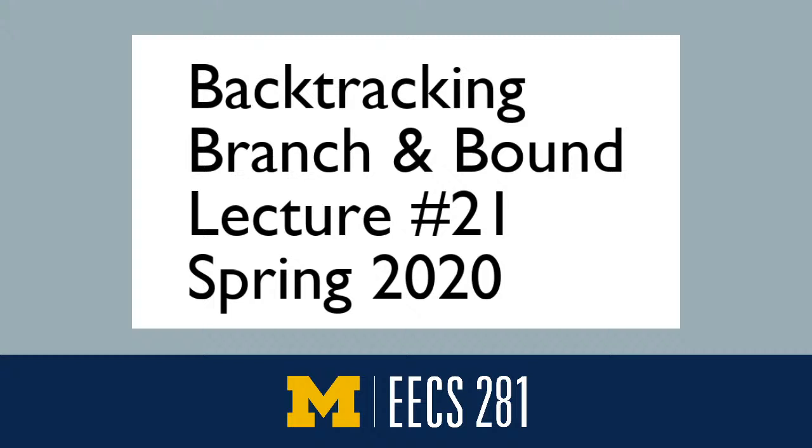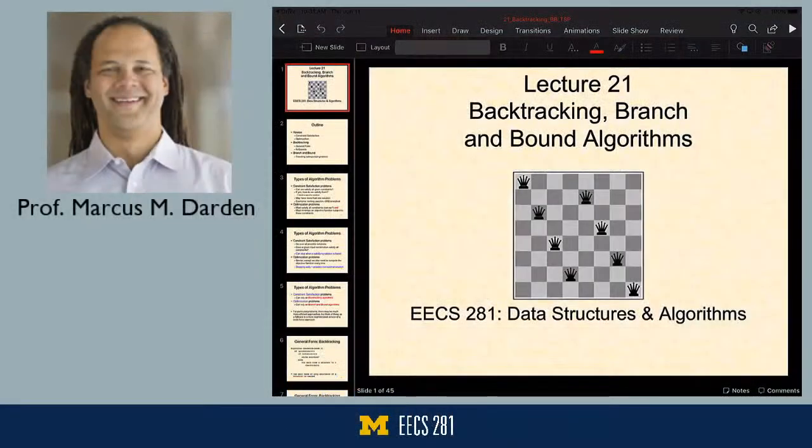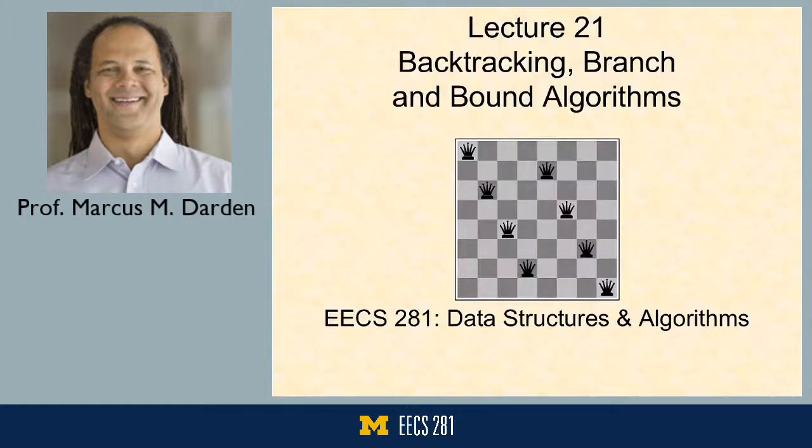EECS 281, Lecture 21, Backtracking and Branch and Bound, Spring 2020. On our cover photo here, we can see a picture of a puzzle called N Queens. We'll discuss that later today, but it's a problem that you can solve with backtracking. We'll see how that works. This isn't an actual solution to it.